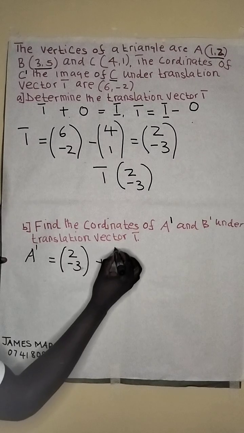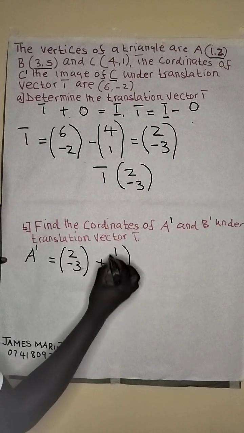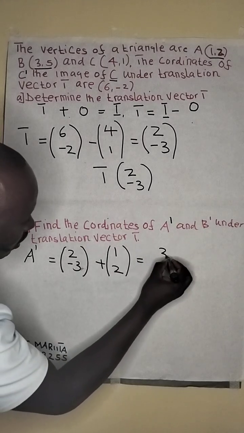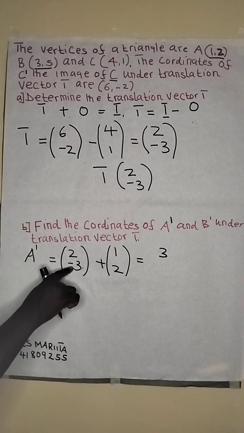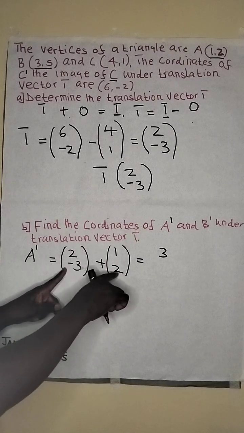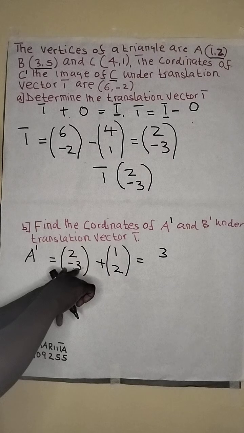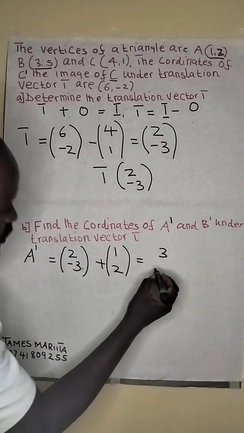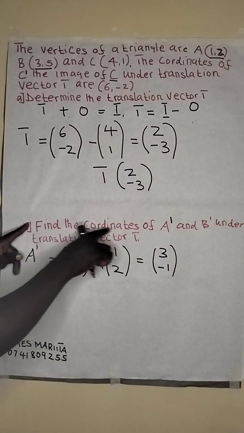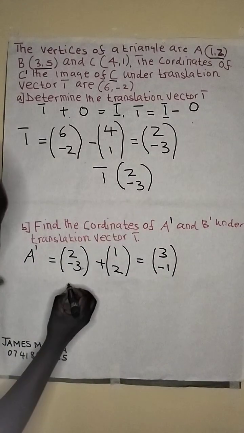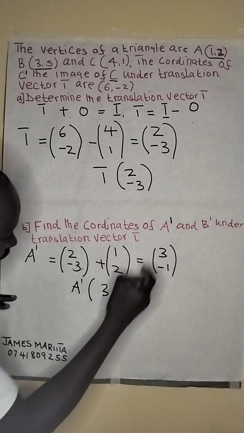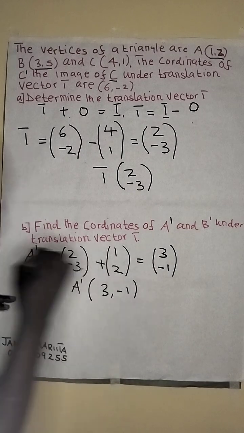So we have (2, -3) plus (1, 2). Two plus 1 is 3, then -3 plus 2, you can use a calculator here, remains -1. So the question is, find the coordinates of A'. Therefore, the coordinates of A' are (3, -1).